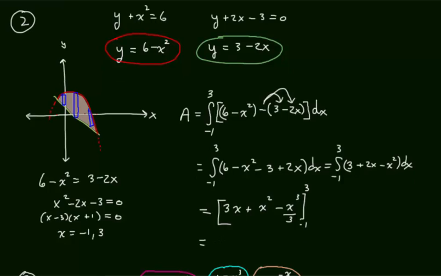When I plug in the 3, that will give me 9 plus 9 minus 27 over 3. When I plug in the -1, that will give me -3 plus 1 plus 1/3. Now I'm left to do the arithmetic, and if I did the arithmetic correctly, I should have got an area of 32/3.